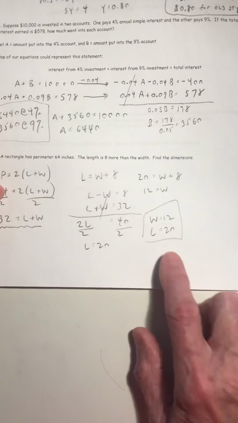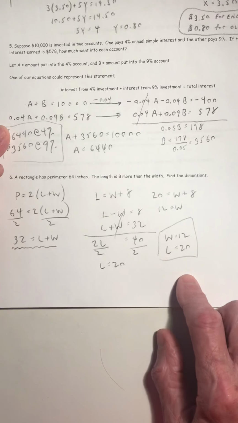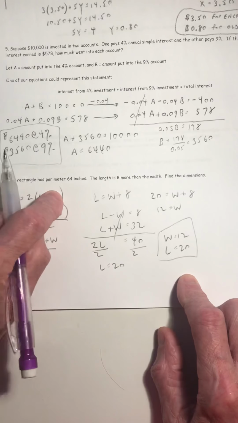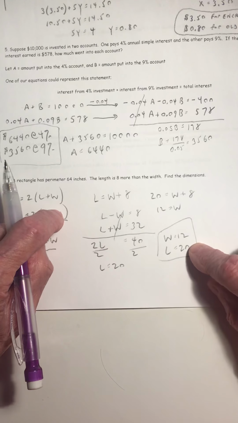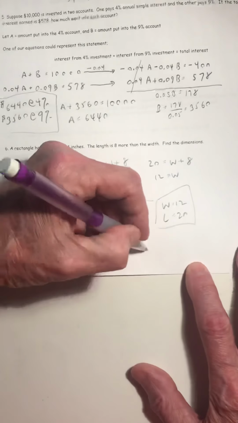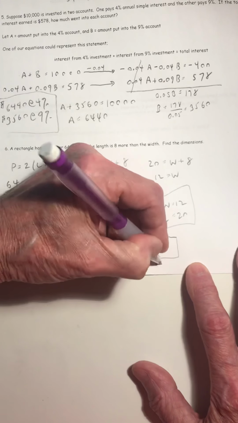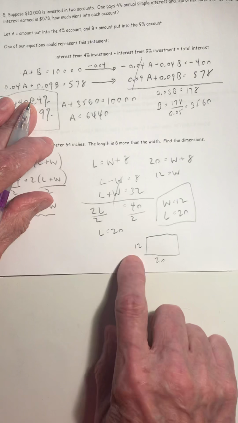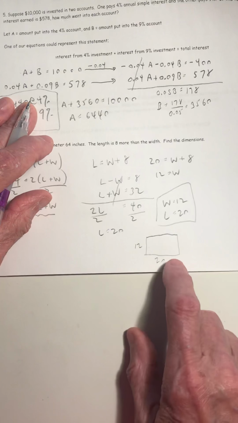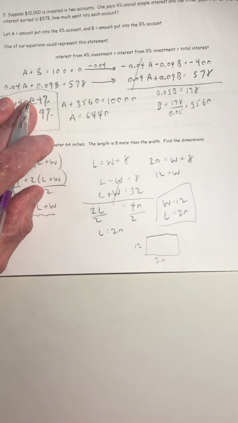Okay. Is the length 8 more than the width, like the story says? Yes. Would the perimeter be 64? Yeah, because you would add these two together and get 32 and then double that. I mean, if we draw the picture, the rectangle would look like this. See, the length is 8 more than the width, and the perimeter would be 20 plus 20 plus 12 plus 12 adds up to 64.